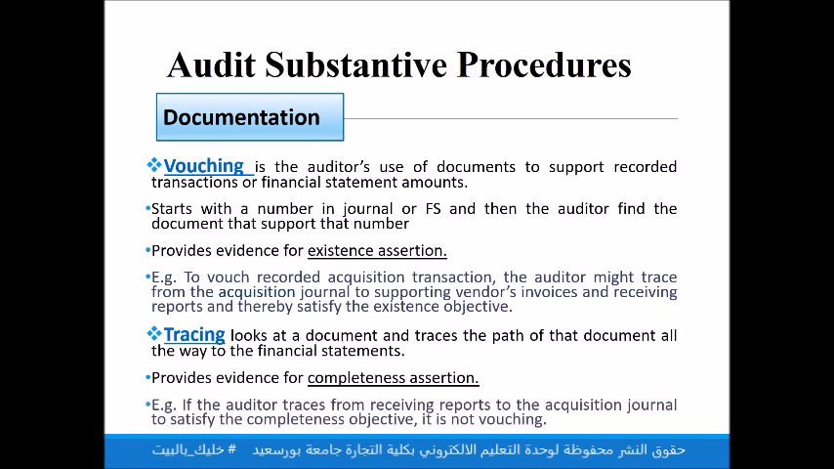Finally, you need to differentiate between vouching and tracing. Vouching is the auditor's use of documents to support recorded transactions or amounts in the financial statements. It starts with a number in the journal or financial statement, and then the auditor finds the document or record that supports that number. Vouching provides evidence for the existence assertion.